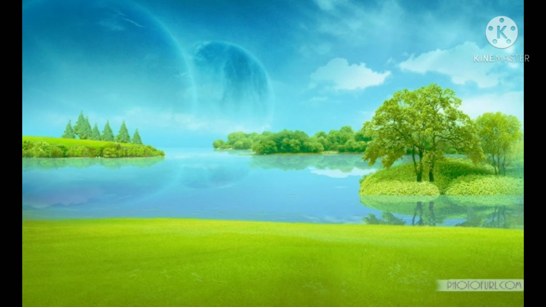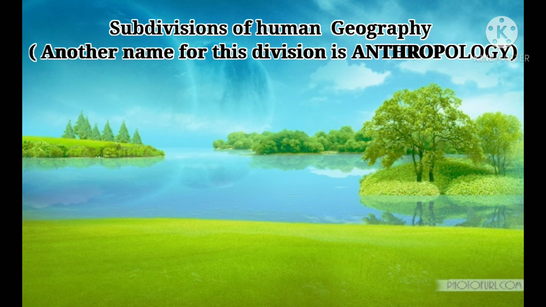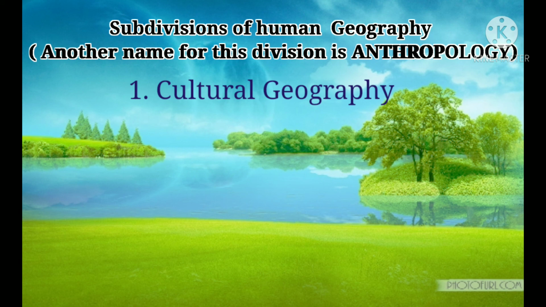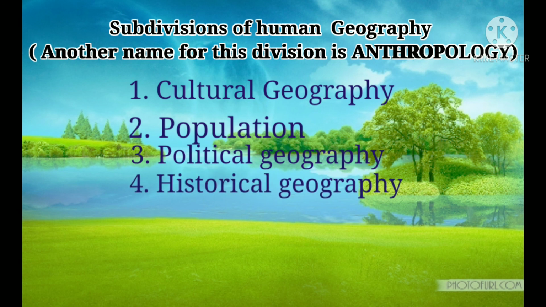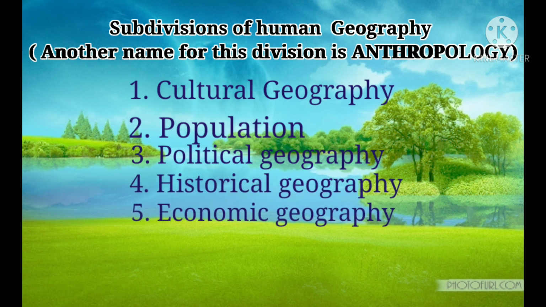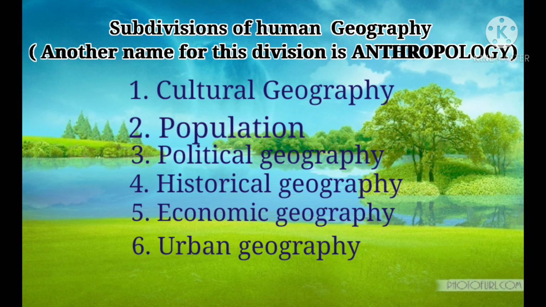Of course, if we have subdivisions of physical geography, we also have subdivisions of human geography, or another name for this division is anthropology. First is cultural geography, population, political, historical, economic, urban, and behavioral geography.